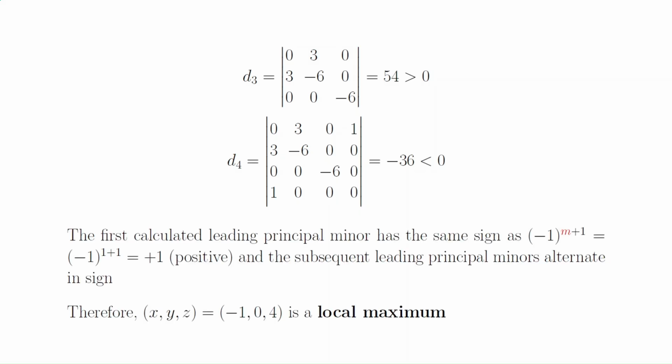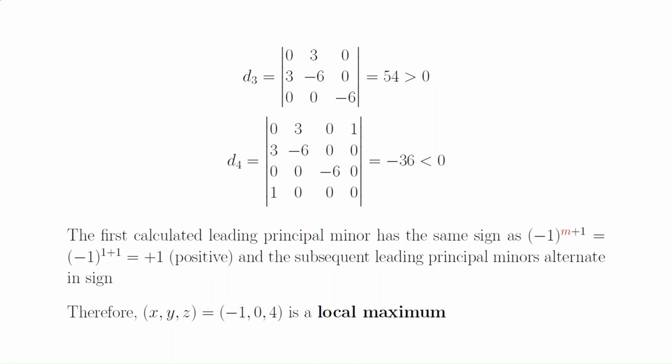Now, go back if you need, but we actually are in case 2 of the criterion because the calculated leading principal minor of smallest size has the same sign as -1 to the m plus 1, which is positive, and the subsequent leading principal minors alternate in sign. Thus, the critical point -1, 0, 4 is a local maximum of the constraint objective function.